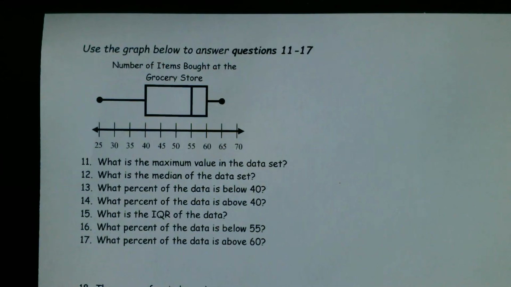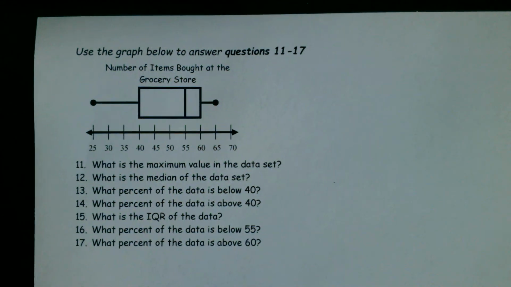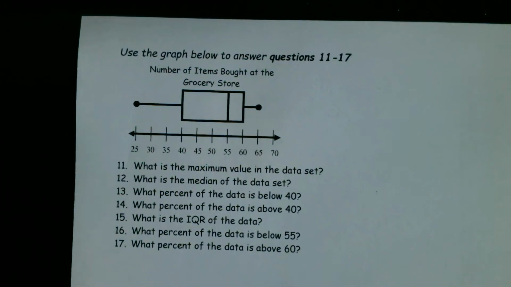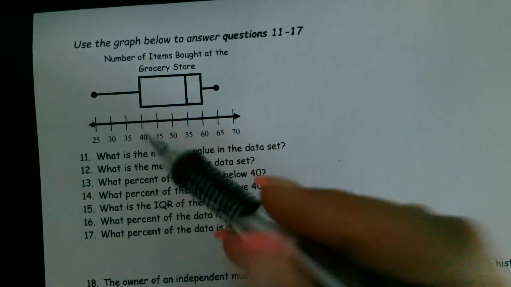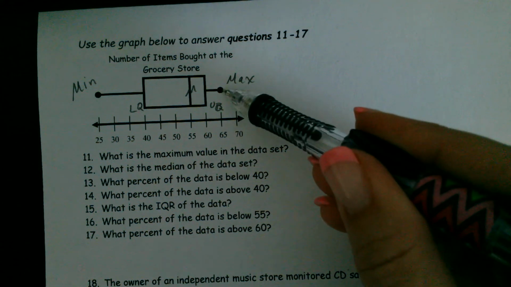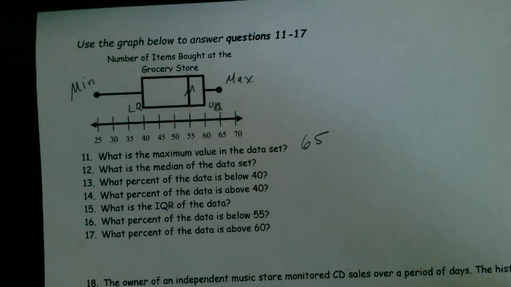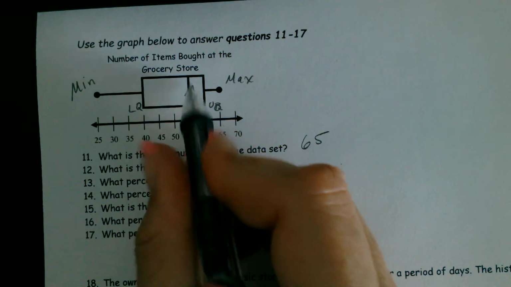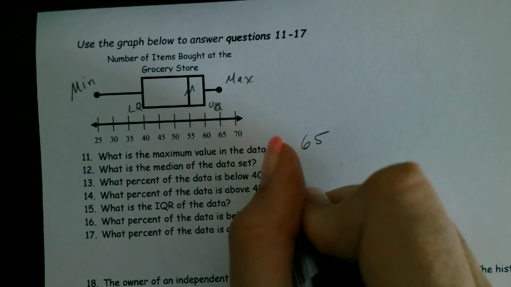Okay, moving on. Answer the questions about the box and whisker plot: the number of items bought at the grocery store. We must have surveyed some people and asked them, how many things did you buy at the grocery store? So again, in order to answer any of these questions, just like we did on the last one, label them: minimum, maximum, your median, your lower quartile, and your upper quartile. What is the maximum value? Your maximum value is this dot right here. So the maximum was 65. Your median is the bar in the middle of the box, which is 55.